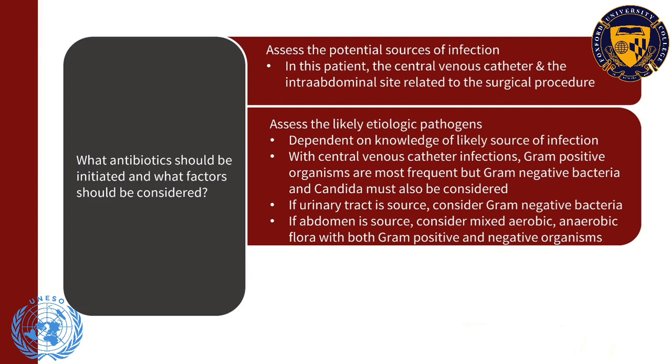If the catheterized urinary tract is the source, the pathogens are most likely to be gram-negative bacteria. If, however, the source of infection is the abdomen and caused by contamination with intestinal contents related to a leak from the surgical site, the pathogens would, of course, reflect the fecal stream and include a mixed aerobic anaerobic flora with both gram-positive and gram-negative organisms.